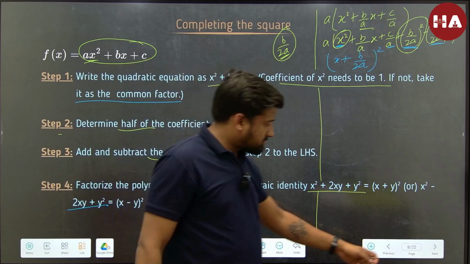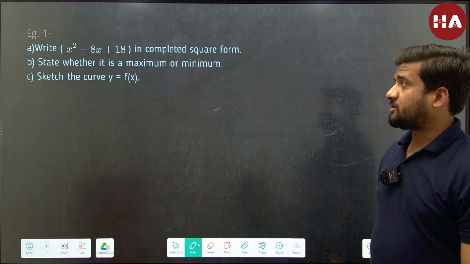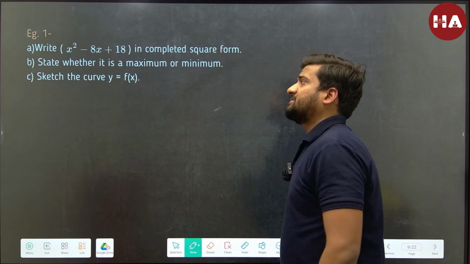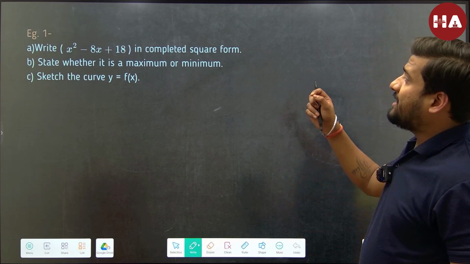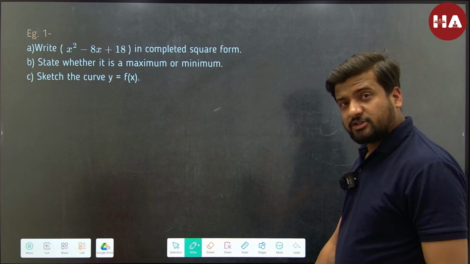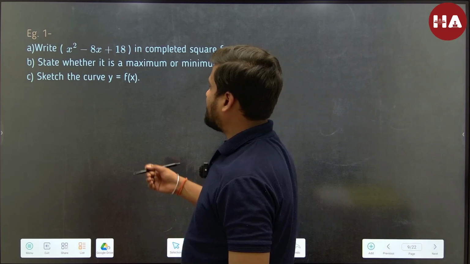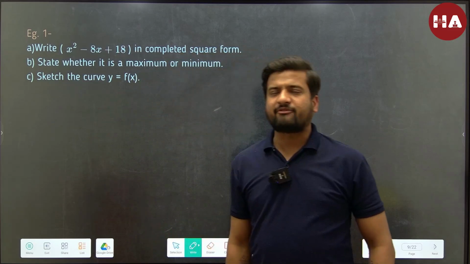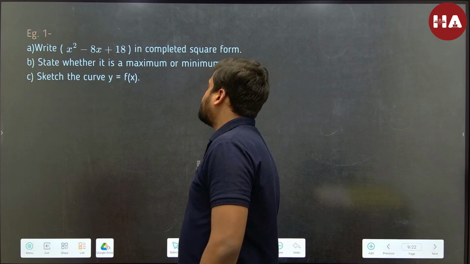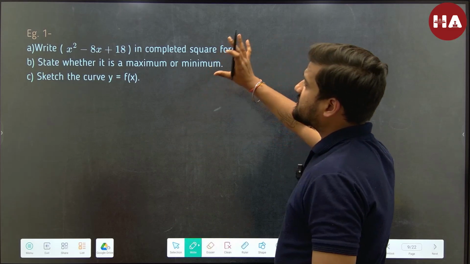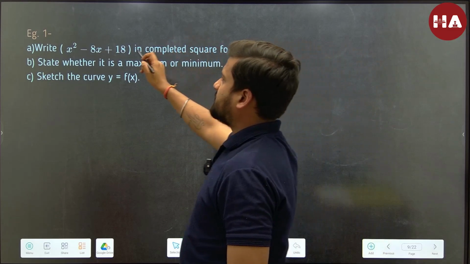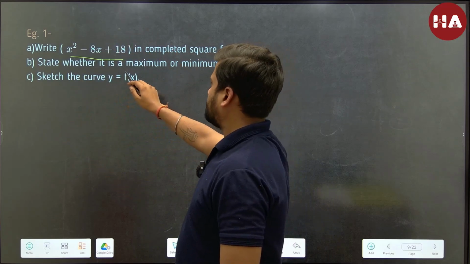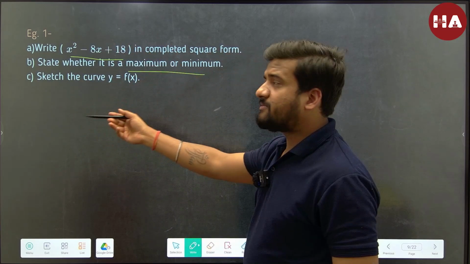Let's move on to a question. Write x square minus 8x plus 18 in completed square form. That's my first question. State whether it is a maximum or a minimum. Then the third part is sketch the graph of y equals f(x). All right. So let's first solve the second part, whether it's a maximum or a minimum.